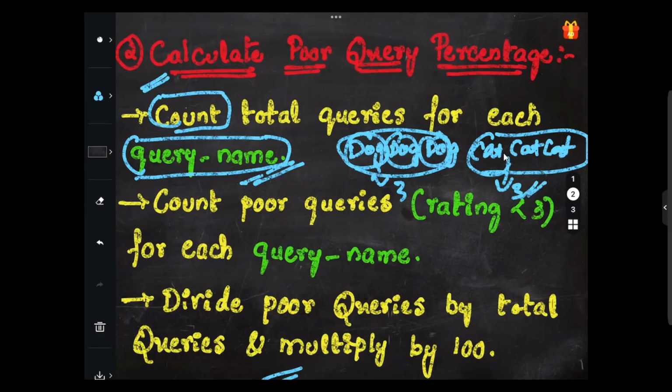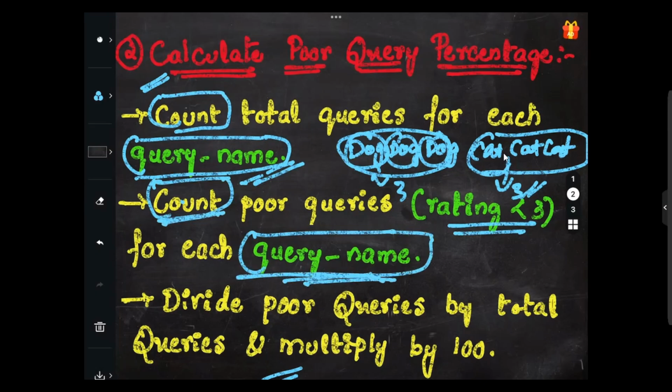Next we have to count the poor queries, means rating less than 3. So poor percentage itself is what we need to calculate. So we will be counting poor queries, nothing but rating less than 3 for each query name. So this is very important.